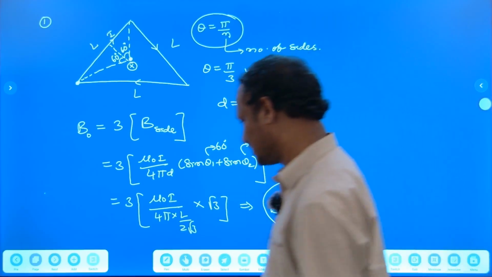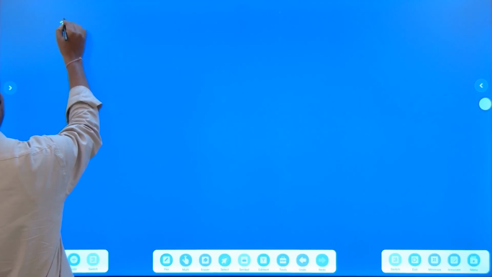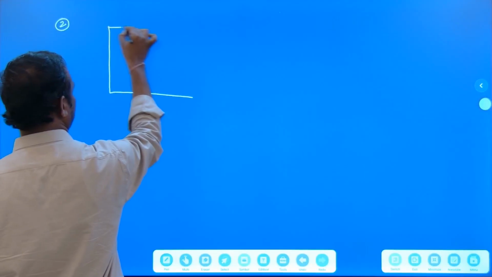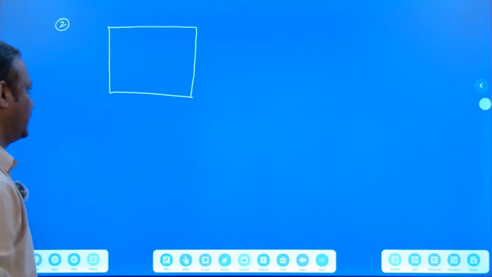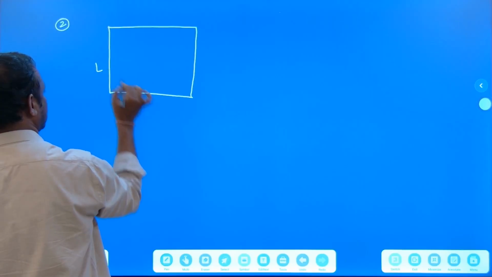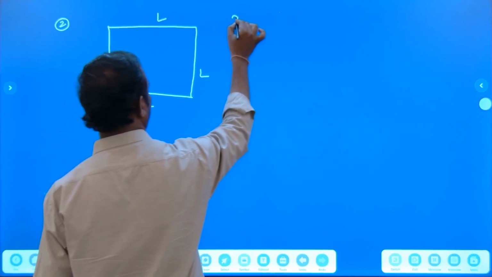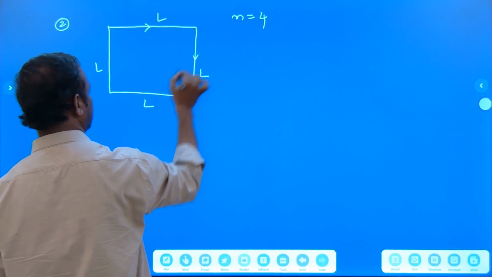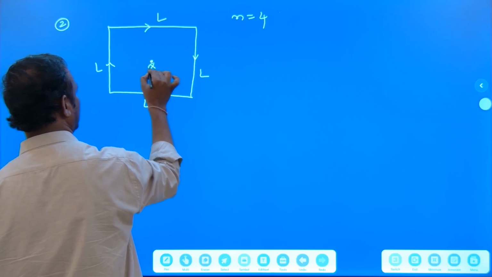I am talking about the square now. Just try it yourself. It is like a bent wire with four sides. Its length is L and the next one is L. So n is equal to 4. The current passing is in this direction. So this is the point, into the plane.